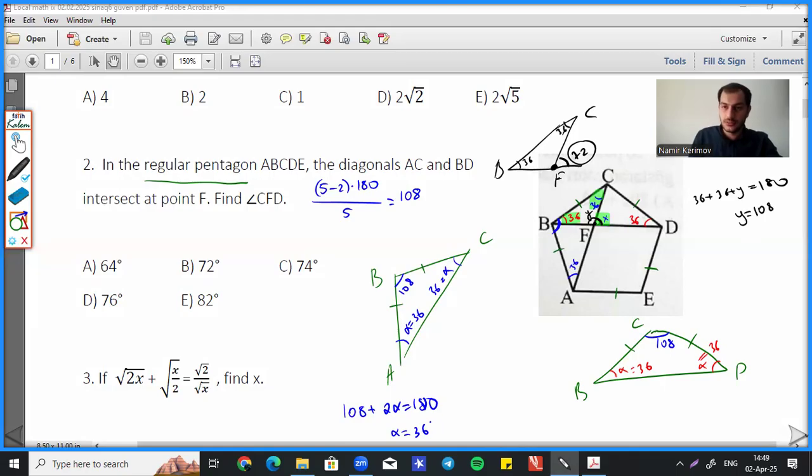So if y is 108, we know that x and y are supplementary angles, which means the sum is 180. If y is 108, x will be 72. So the answer is B.